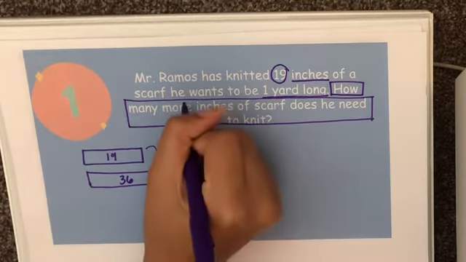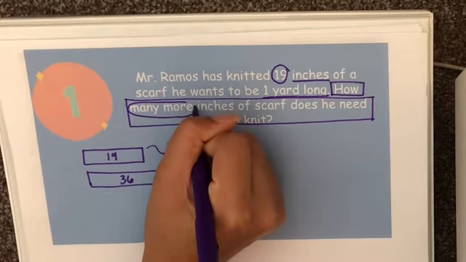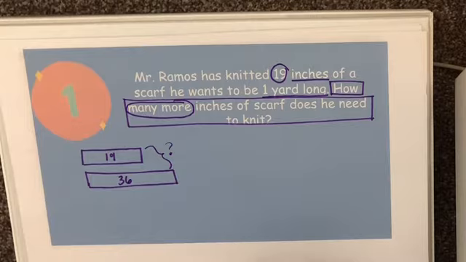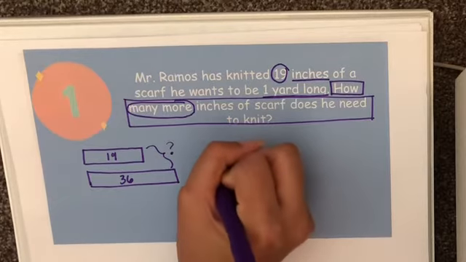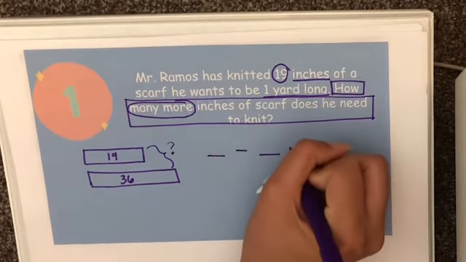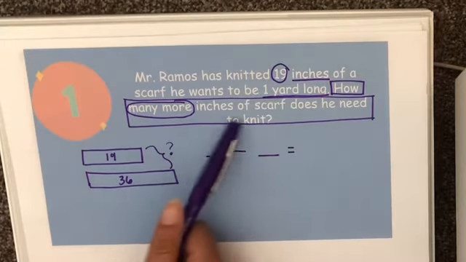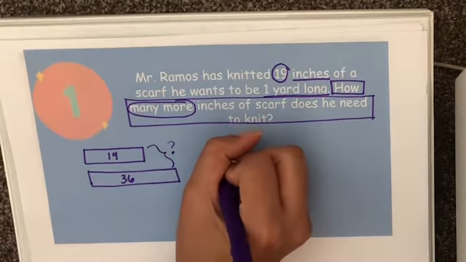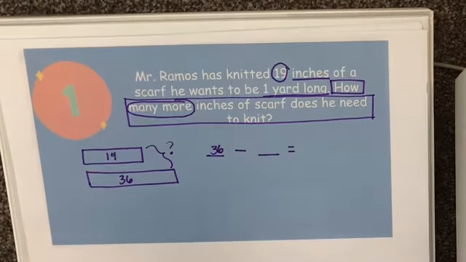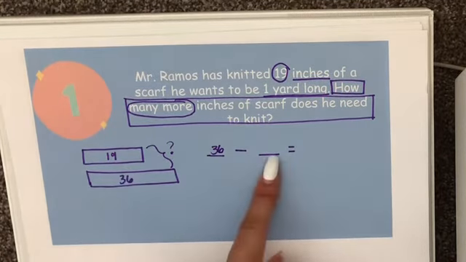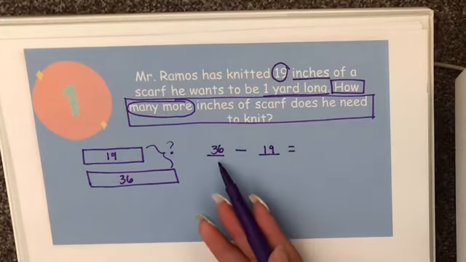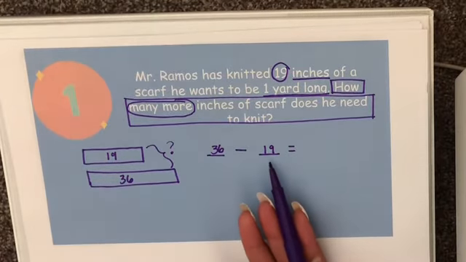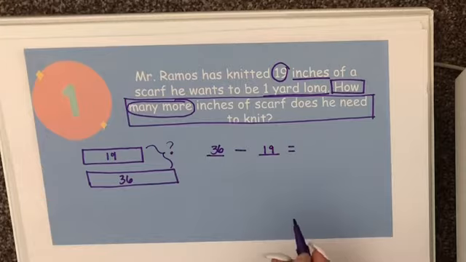Well, let's do this. I'm going to circle the words "many more" because that is telling me to subtract. So I'm going to go ahead and subtract what I already know. I know that he wants to end with 36, so I'm going to plug that number in here. And then he already made 19. So that's 19 inches that we have to subtract from 36 because he already made those 19 inches worth of scarf. How can I make this easier on myself?